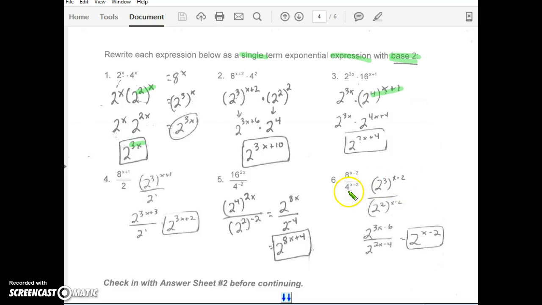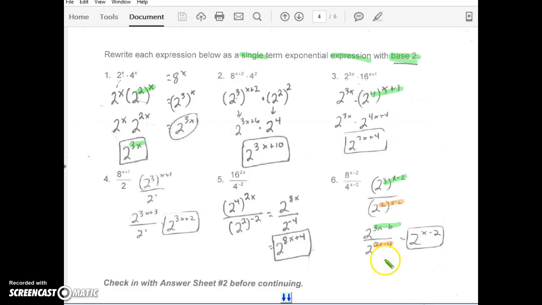In the bottom, I have 4, so I'm going to change it to 2 squared. And again, my exponent is going to be multiplied by x minus 2. So when I do that, let's multiply that here, and multiply that there. These are my new exponents.